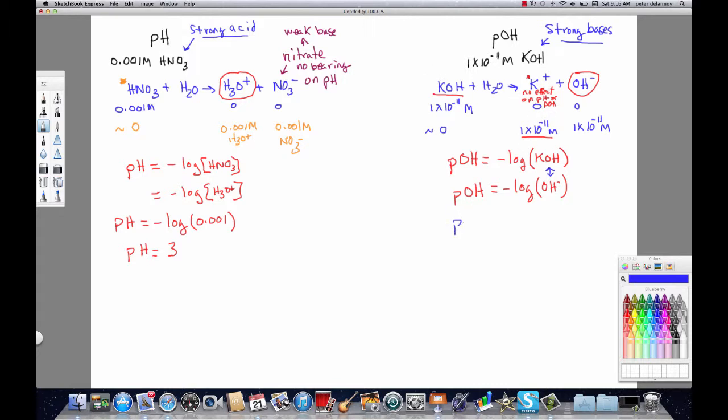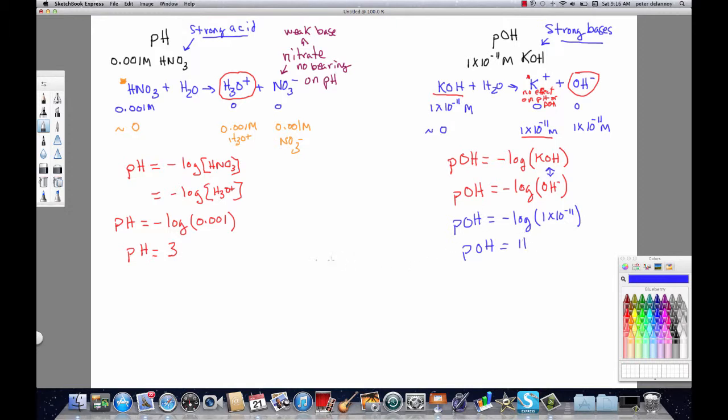So the pOH of the 1 times 10 to the minus 11 molar solution is going to be minus the log of 1 times 10 to the minus 11th. And so the pOH of this solution is going to be equal to 11.